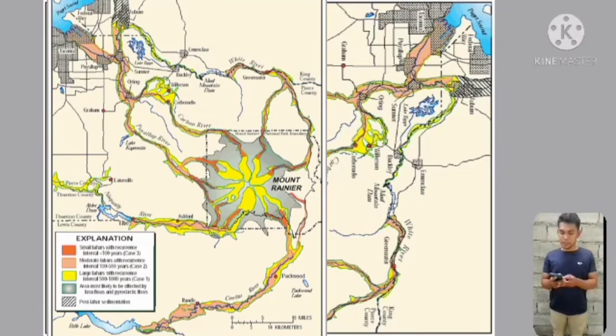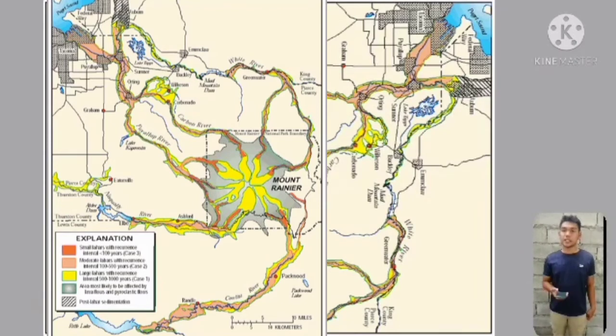So the orange one is small lahars. So ano ba ang lahars? Ang lahars ay a moving fluid mass composed of volcanic debris and water. So sa orange one, small lahars lang siya. So the pink one is moderate lahars. So moderate lang siya, gamay lang ang mga volcanic lahars.